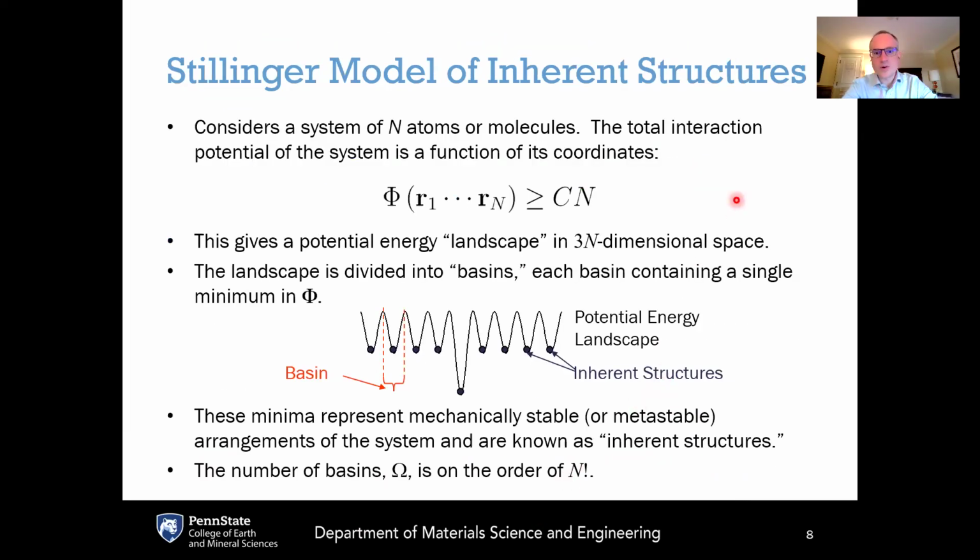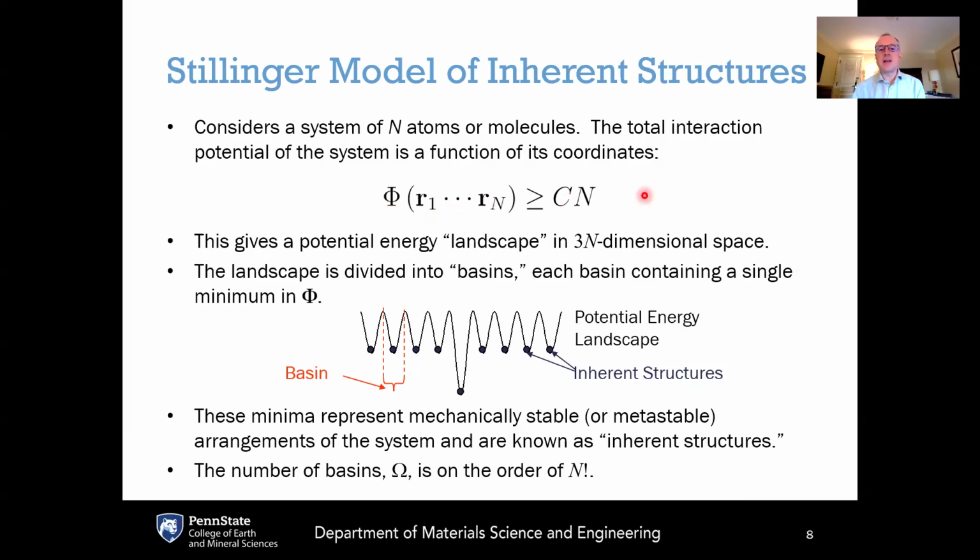Now, one of the most important theoretical descriptions of the glass transition is due to Frank Stillinger, who proposed this concept of potential energy landscapes and inherent structures. The idea is that any system is composed of n number of atoms, and each one of those atoms would have a position vector that in three dimensions would have an x, y, and a z component. And for any combination of these position vectors, so take n atoms and put them in any position that you want, there is some associated potential energy that corresponds to that configuration.